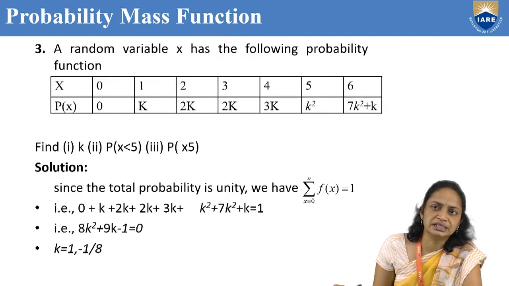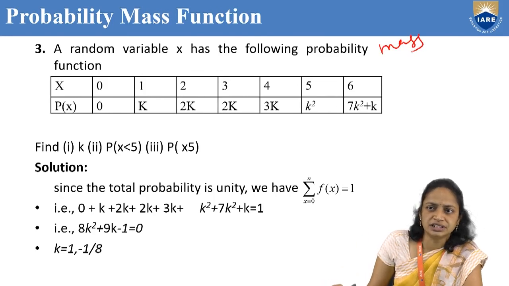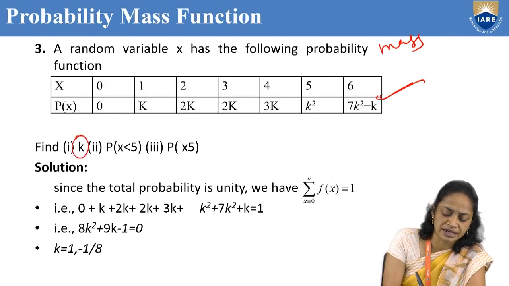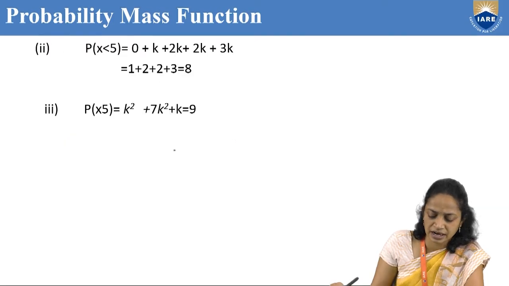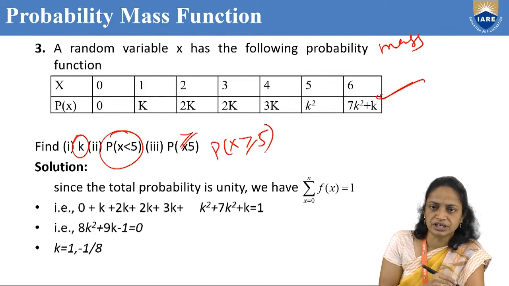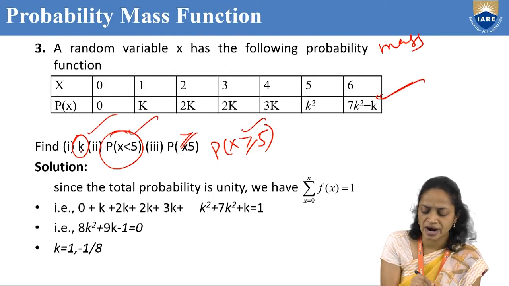And the next problem: a random variable x has the following probability mass function. So this is our question. From this we need to find the k value, p of x less than 5, and p of x greater than or equal to 5. We know how to find the k value.